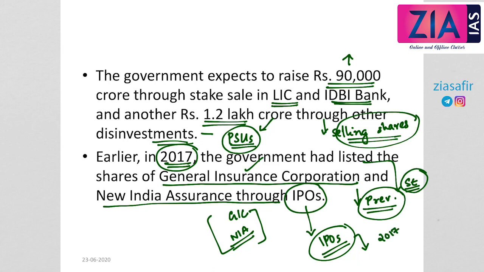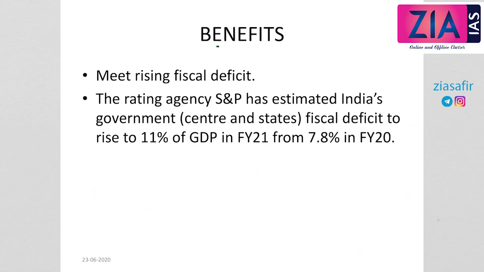So this was in 2017. So these are the previous examples. If questions are asked on LIC's IPO, issue of IPO, you can mention the previous examples also, where the government has done similar with the other insurance companies. Now let's see what are the benefits of this decision.